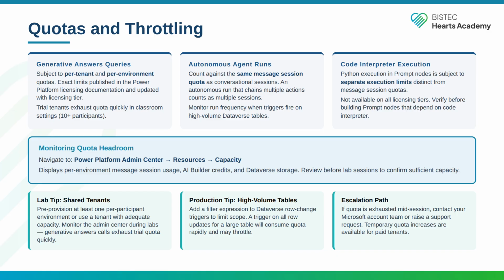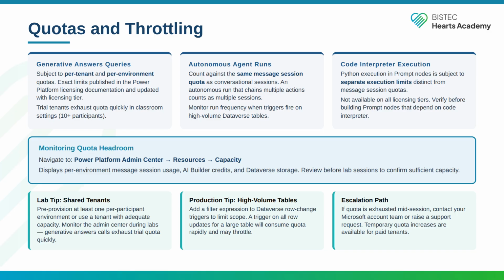Two production tips. Add a filter to every Dataverse row change trigger. It is a quota management control, not just a logic gate. Know your escalation path before you need it: support ticket format, account team contact, confirmation that temporary quota increases are available for paid tenants.